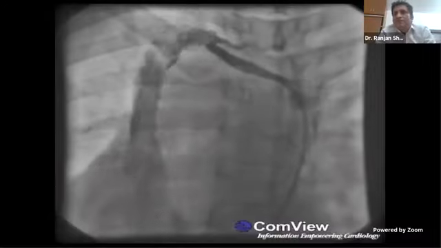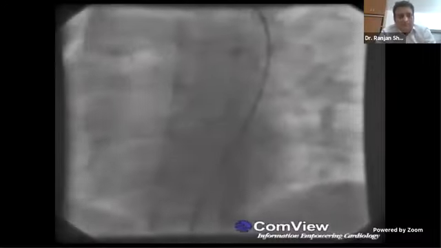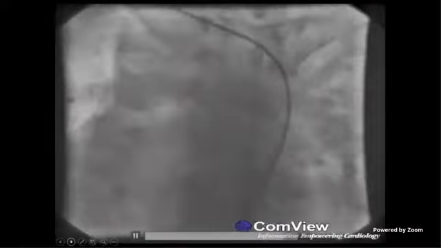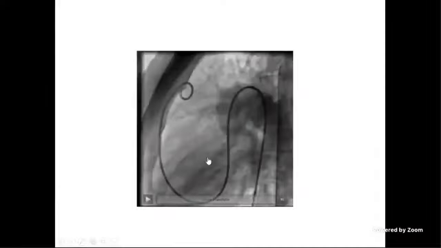Is this a cyanotic condition or acyanotic, Dipanjan? It will be acyanotic, sir. Correct, because there is no communication. It is LSVC to CS. Okay, next one. Surikant?